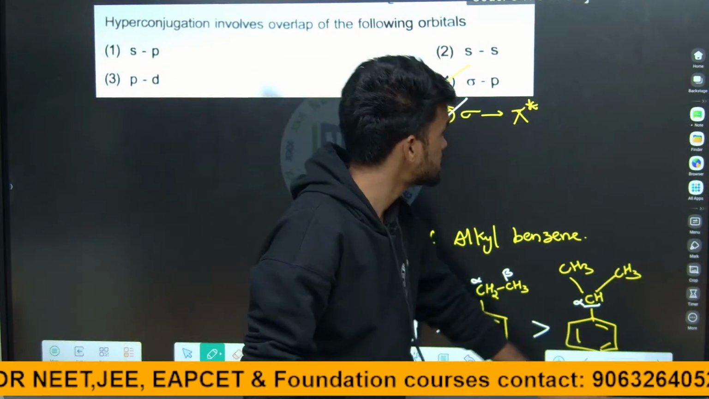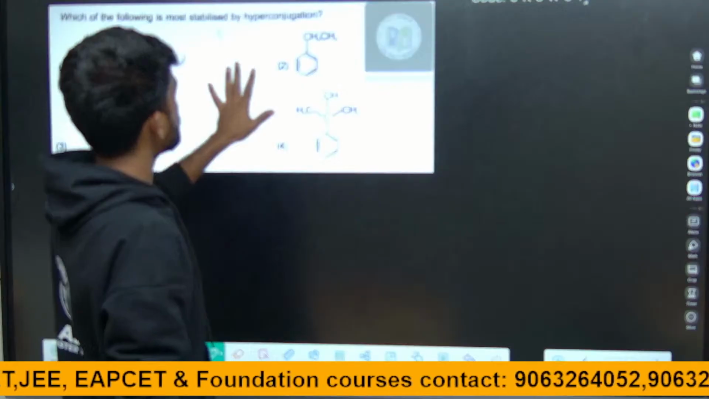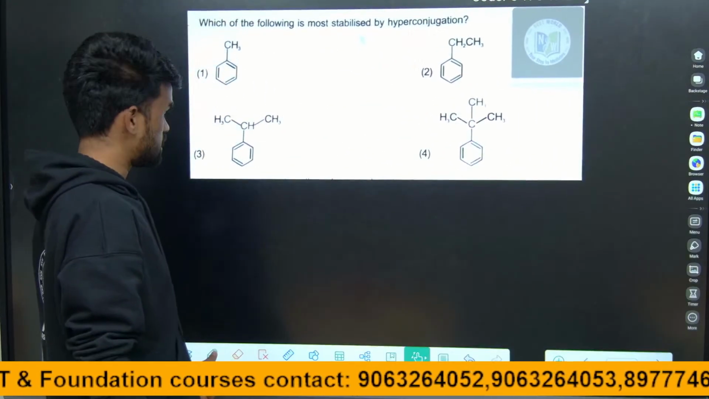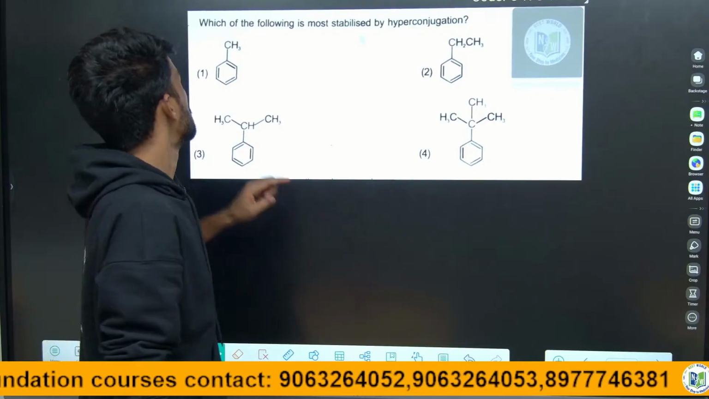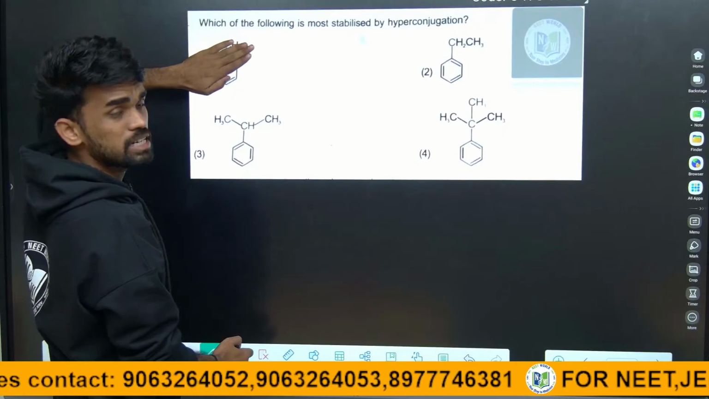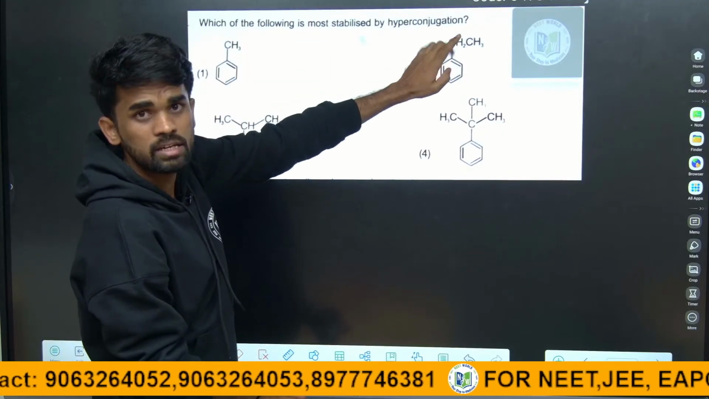Next, try to answer this: which alkyl benzene is more stabilized? Yes, we have seen a similar question here. 3 alpha hydrogens are there, so it can be stabilized 3 times. It means it is more stabilized. Here only 2 are there, so 2 times.